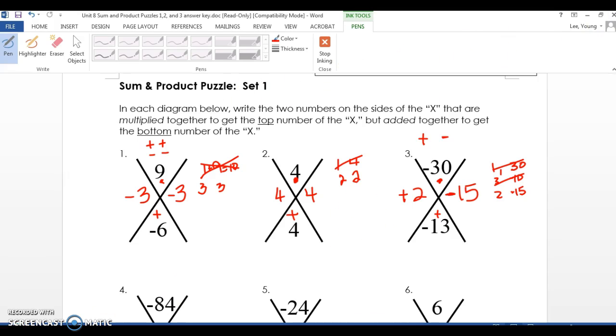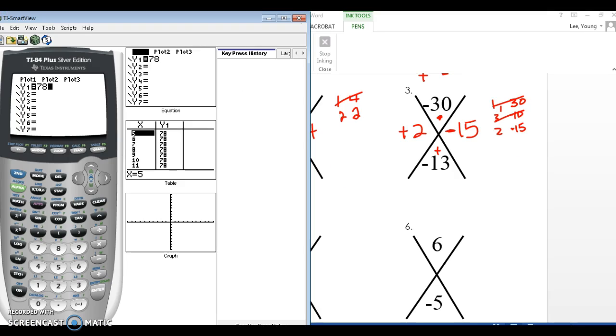You guys understand? Now, if this is too hard for you, thinking of all the factors of -30, there's actually an easier way of doing it, using your calculator. So I want everyone to grab a calculator. If you need to pause the video, please do that and then grab a calculator. We're going to go to y equals, and put in whatever the top number is, but here it's -30. So we're going to put that top number, -30.